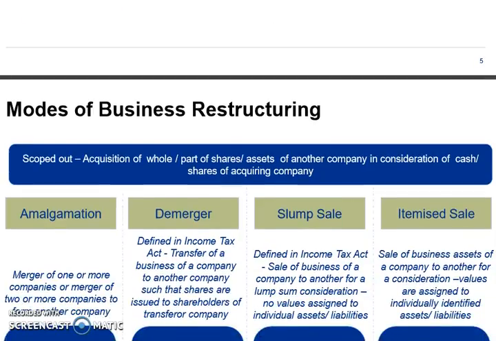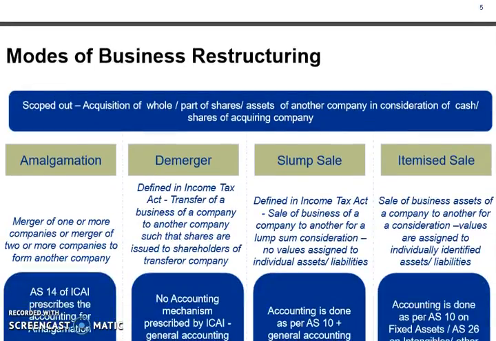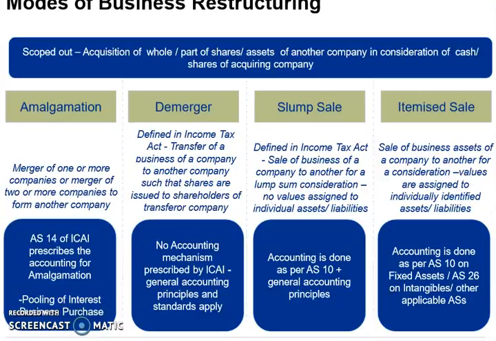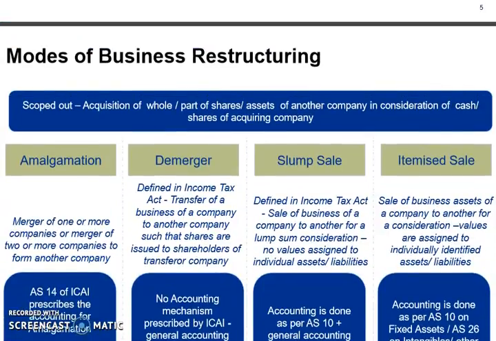Now amalgamation, if I have to tell, is one of the ways of business restructuring. Okay, now there are different ways of business restructuring, I would say. Amalgamation, where two companies or more companies come together and form another company. So that is one of the modes of business restructuring. Then there is a demerger. That is also a kind of business restructuring. Slump sale, itemized sale. Those are also business restructuring.